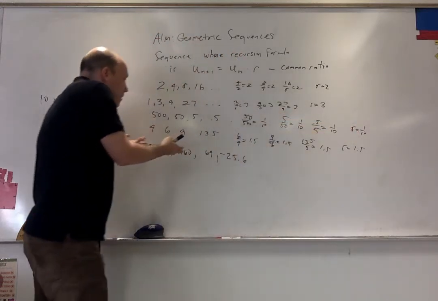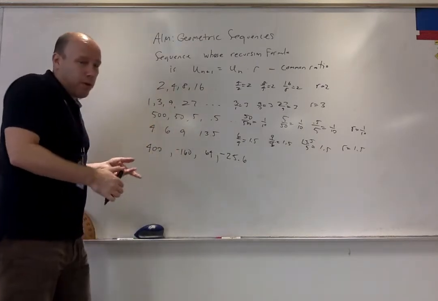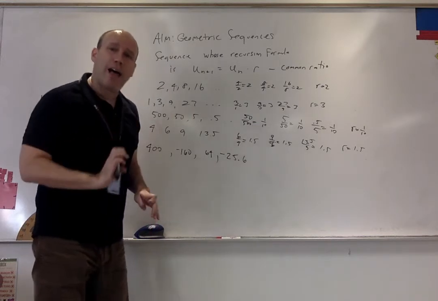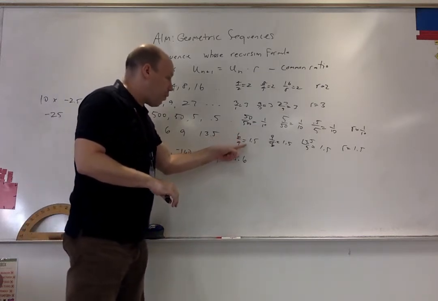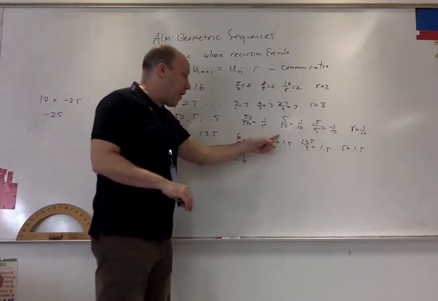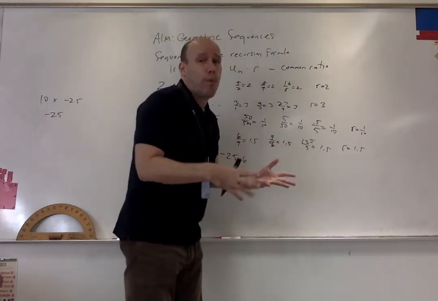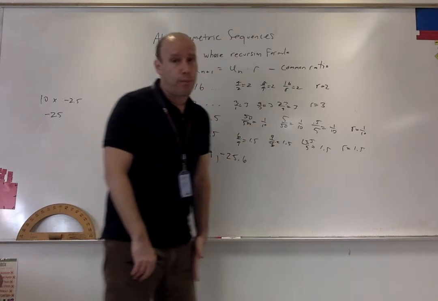And then the second to last example, 4, 6, 9, 13.5, you're not really sure? Take out your calculator. 6 divided by 4 is 1.5. 9 divided by 6 is 1.5. 13.5 divided by 9 is 1.5. Your common ratio is 1.5.